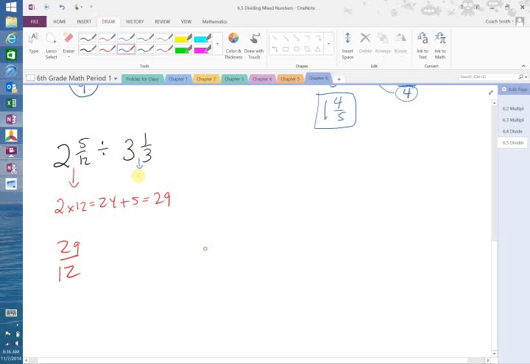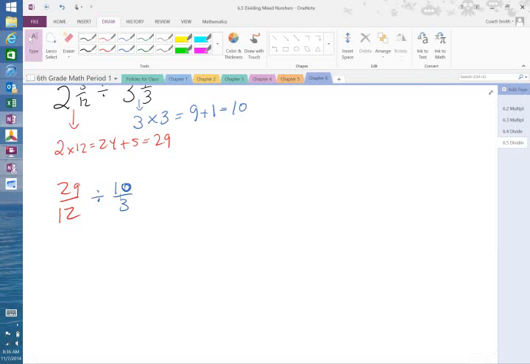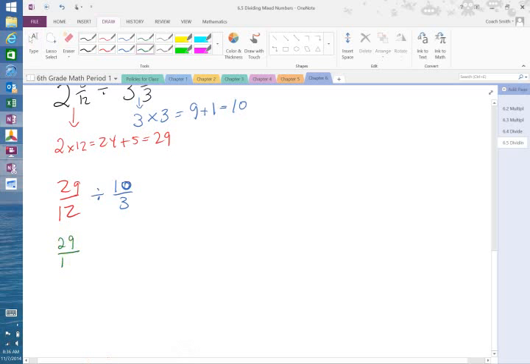All right, 3 and 1/3. So that's 3 times 3 equals 9. Plus 1 equals 10. So it's divided by 10 over 3. And so that gives me 29 over 12 times 3 over 10.